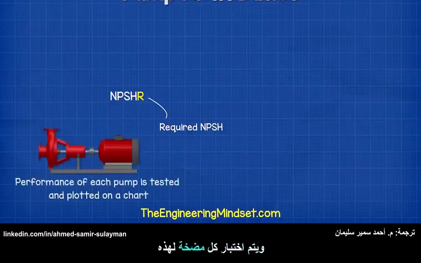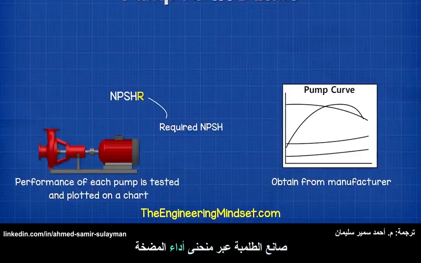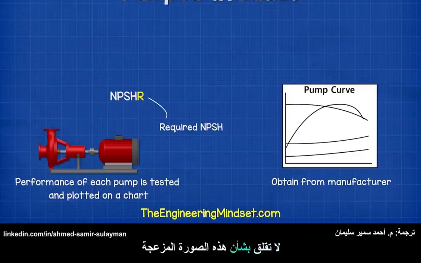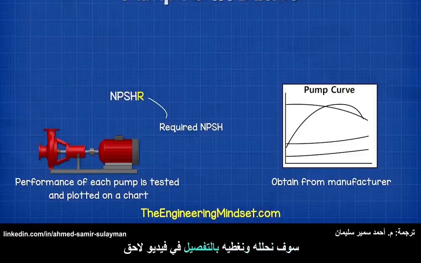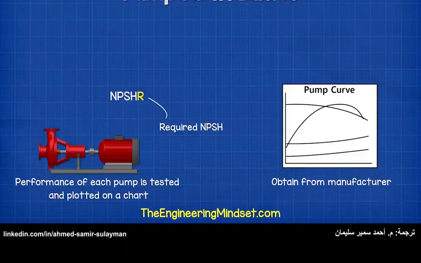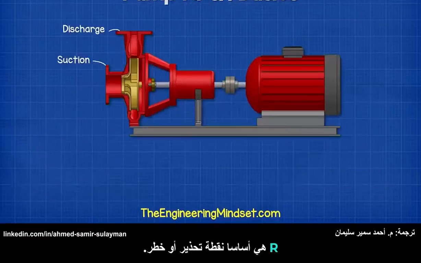Each pump is tested for this value, and this can be obtained from the pump manufacturer via the pump's operating chart. Don't worry about this confusing looking chart at this point. We're going to break it down and cover that in detail in a dedicated video. Links to that in the video description down below. The R value is basically a warning or danger point.